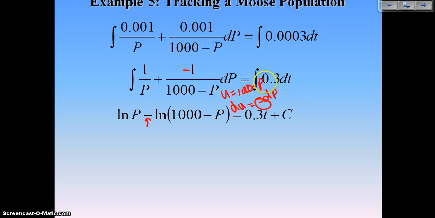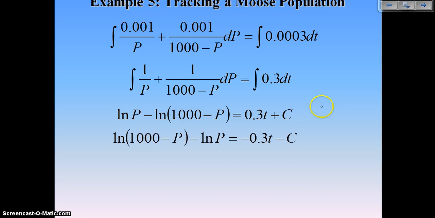Alright? And then the integral of 0.3 is just 0.3t plus c. Now the next step, again, is something that may or may not make sense to you. I multiply both sides by negative 1, because I know where I'm going with this when I'm doing a logistic model, which is where we're heading. And I know that it would be better when I combine these logarithms together to have this one on top. So I multiply both sides by negative 1. Just as a side note, this negative c, you could have left it plus c. It does not matter, because negative or positive, it's still a constant.